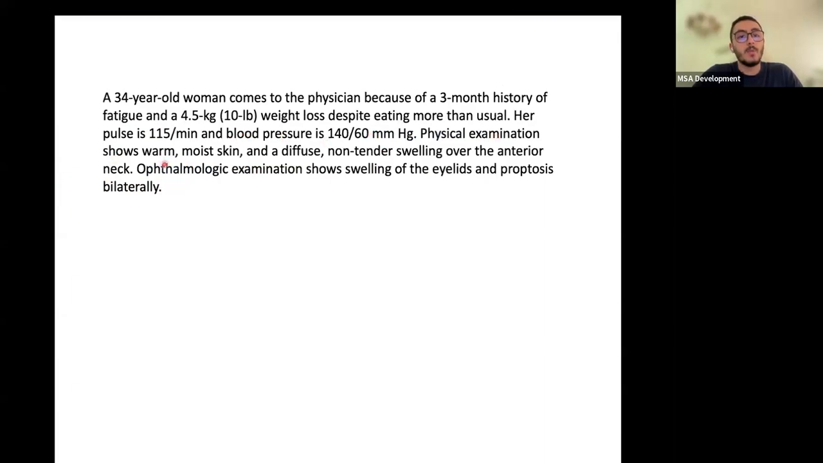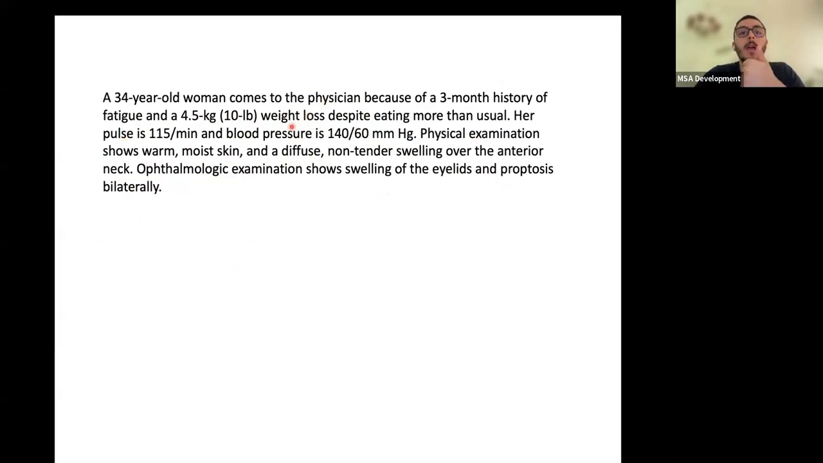Physical examination shows warm, moist skin, non-tender swelling over the anterior neck. Ophthalmologic examination shows swelling of the eyelid or proptosis bilaterally. This is a classical case basically of Graves' disease. One, we have unintentional weight loss, high heart rate.